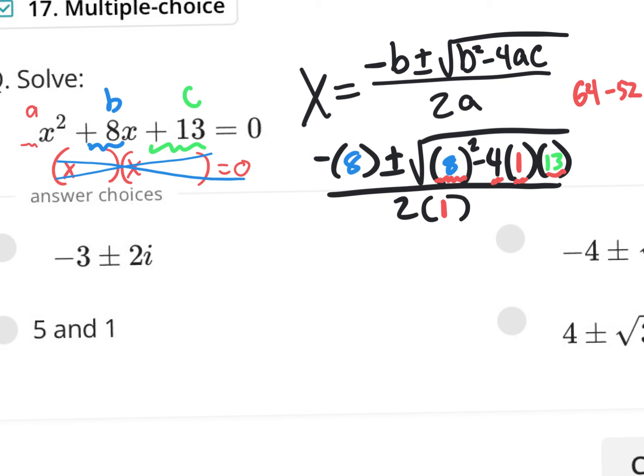So rewriting everything, we have a negative 8, we have a plus or minus, we have the square root of, what is 64 take away 52? That is 12. And of course, it's all over 2 times 1, which is 2.